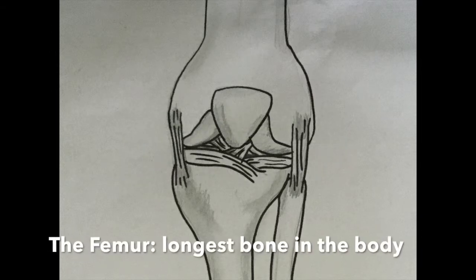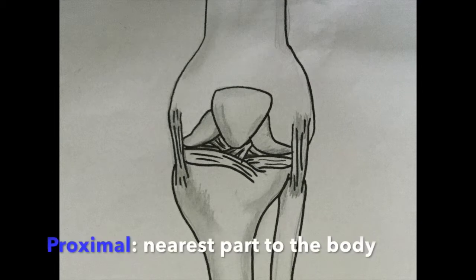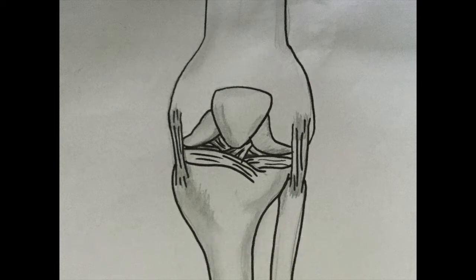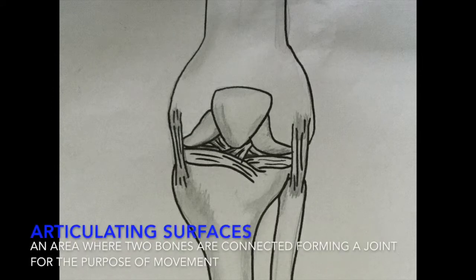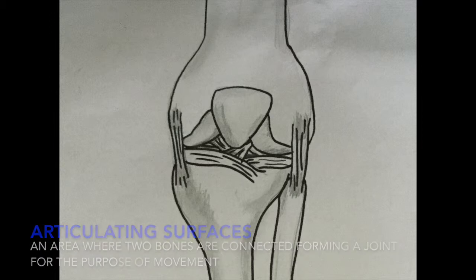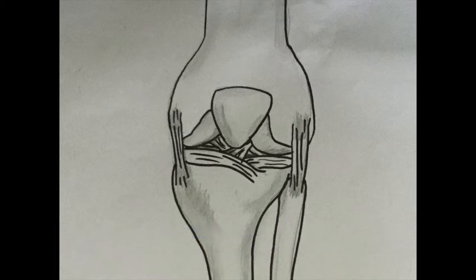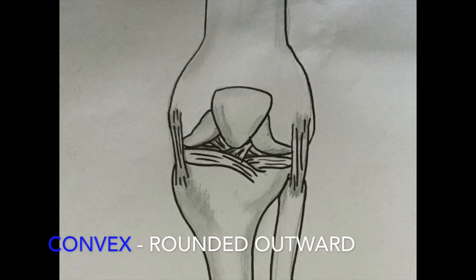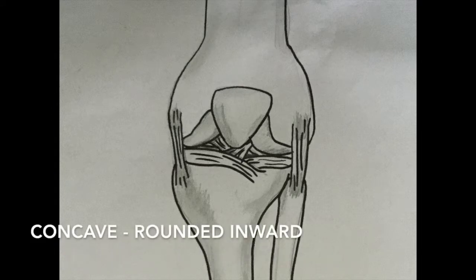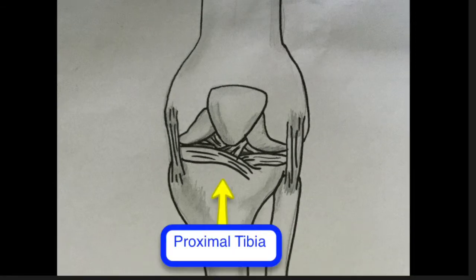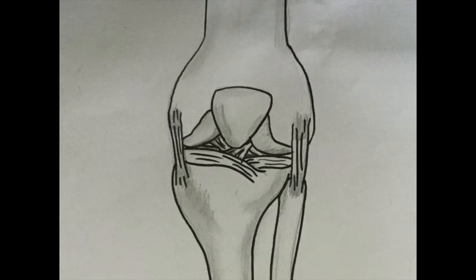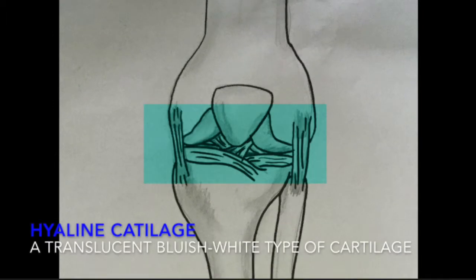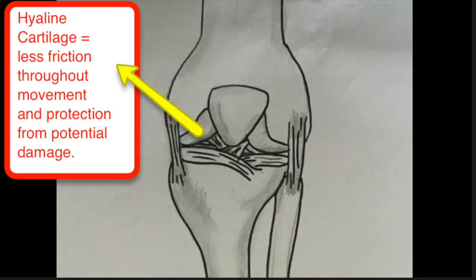The femur is the longest bone in the body, and it's also the most proximal part of the knee joint. Now at the distal end of the femur, there are two articulating surfaces. These two articulating surfaces of the femur are convex, and they meet with the concave articulating surfaces which are at the proximal part of the tibia. The surfaces of these bones are coated in hyaline cartilage. This allows the bones to have less friction as they move, and also protects the bones from any damage.